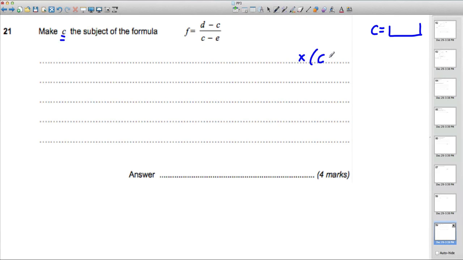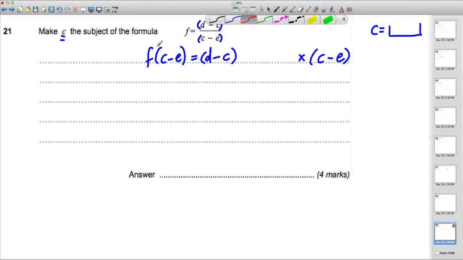Multiply everything by C subtract E. By the way, put brackets around these so you don't make any silly mistakes with your algebra. So multiply everything by C minus E. You'll get F(C subtract E) is equal to D subtract C. Now expand your brackets. This would be FC subtract FE is equal to D subtract C.